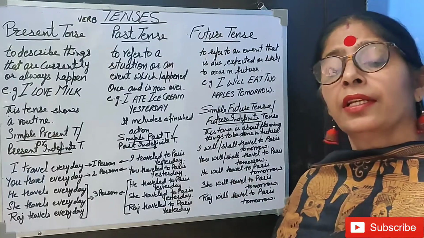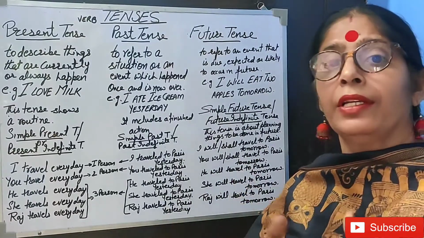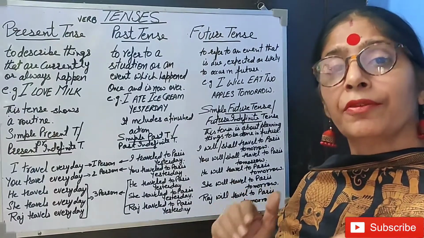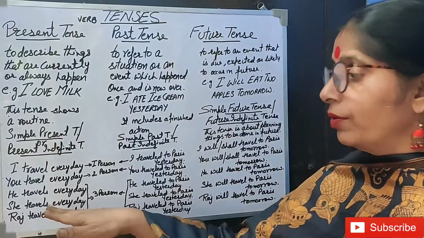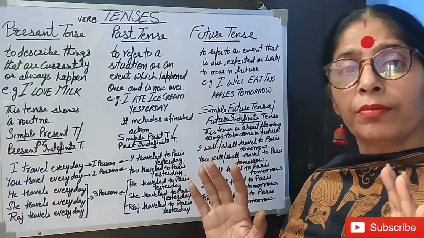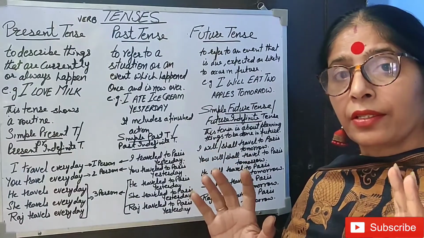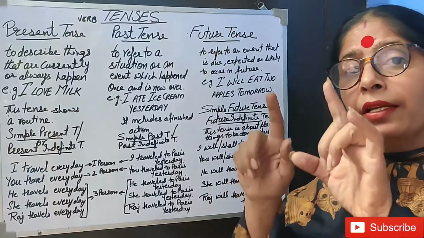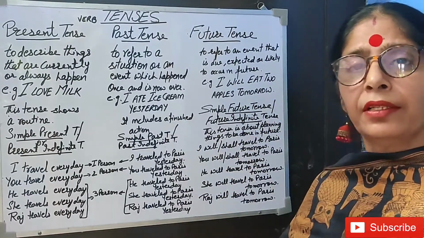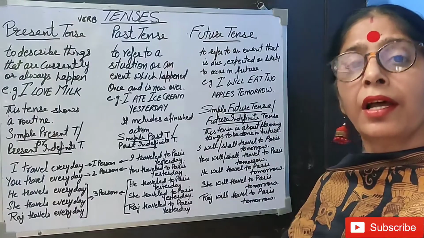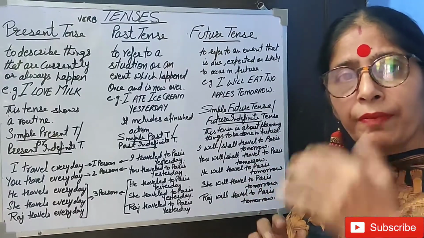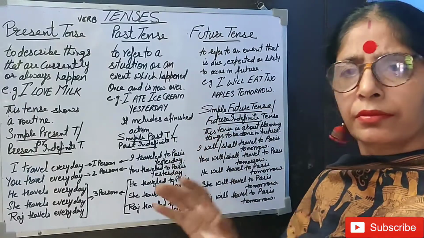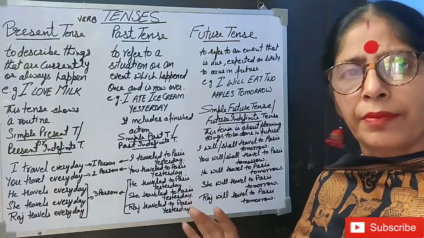So it means this change of s or es comes only in the present indefinite tense. Here only, it will come in present indefinite. I eat apple. You eat apple. She eats apple. He eats apple. Raj eats apple. This way. But when it comes to past tense or future tense, everything is the same.